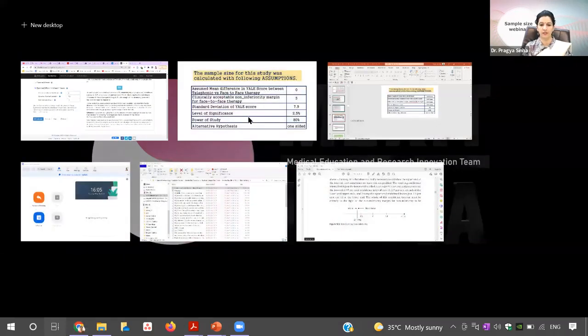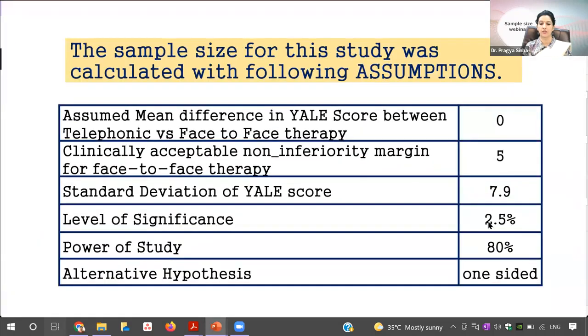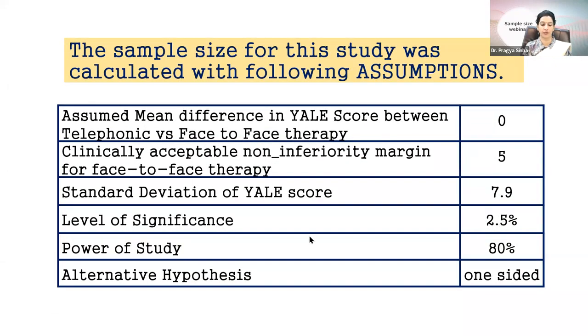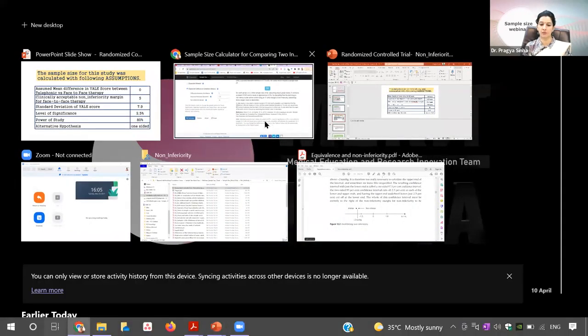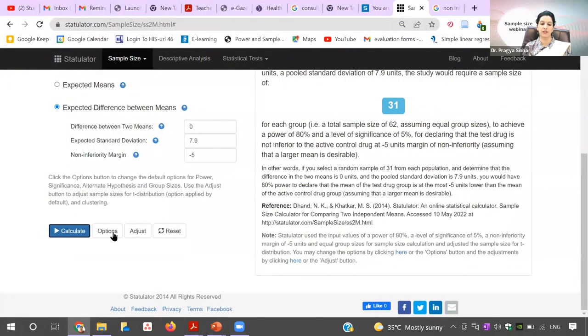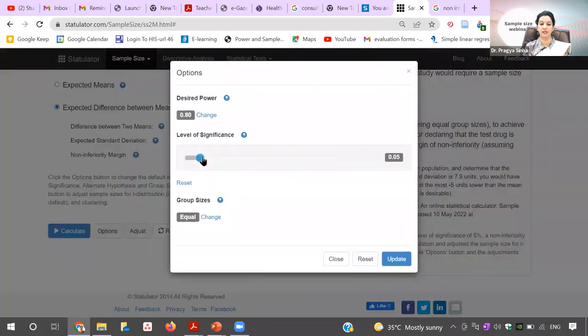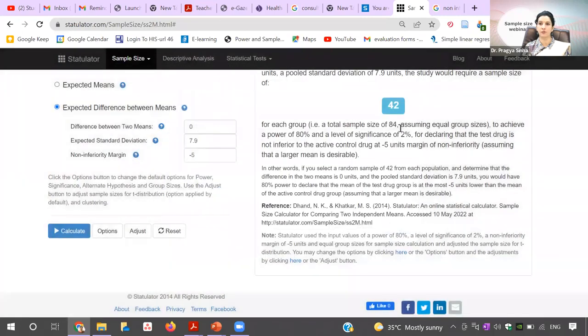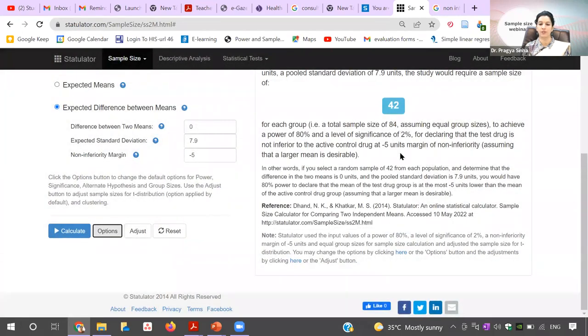Let me check. So yes, alpha, they have kept it at 2.5. So that 5% which you people did, that is okay. It is right. But if you just want to counter check, in that case, you can reduce this level of significance to 0.2 because I said that either you can have 2 or 3 and then update. Then you will see, yes, you are right. It is 42. So it will be 84.